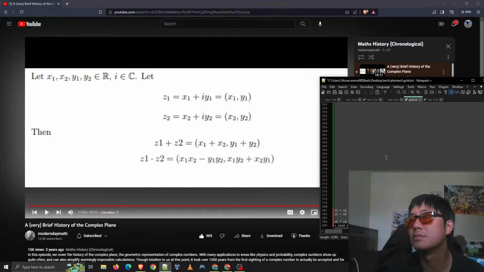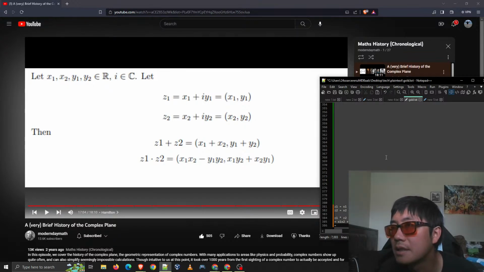-1, and this is y1, y2. So what this is, just in the coordinate system, it's just the real part and then the imaginary part or coefficient. So without cheating and looking, let me just go expand this.